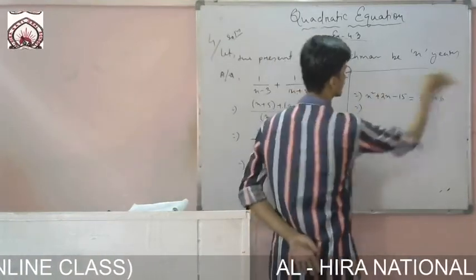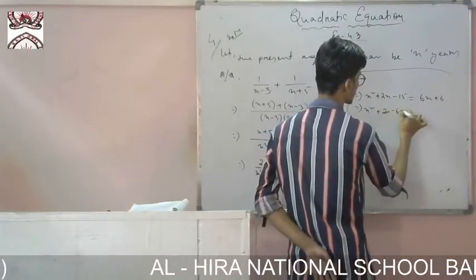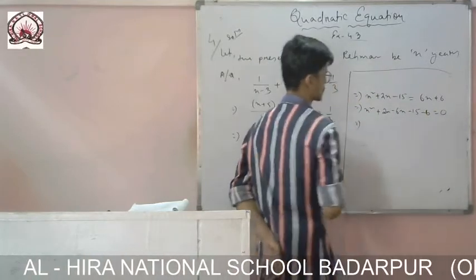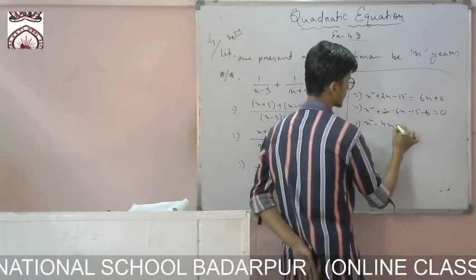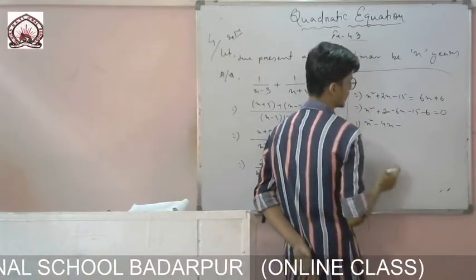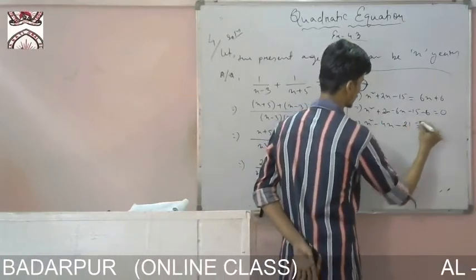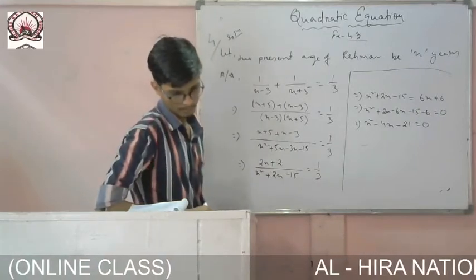So now no need to arrange further. x square plus 2x minus 6x minus 15 minus 6 equals 0. So it will be x square minus 4x, minus minus is plus, so minus 15 minus 6 is minus 21, equals 0. x square minus 4x minus 21 equals 0.